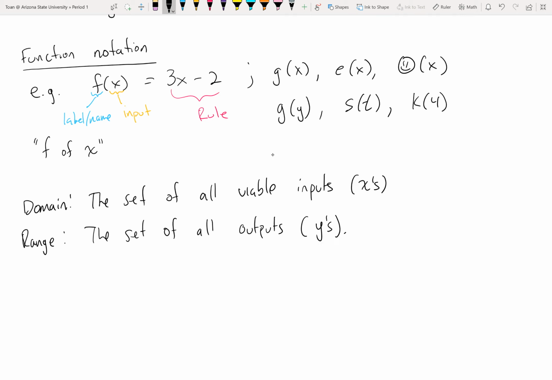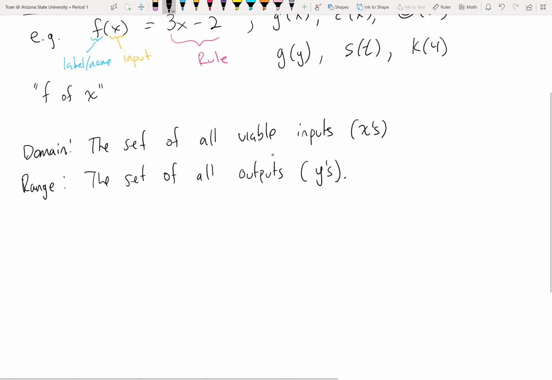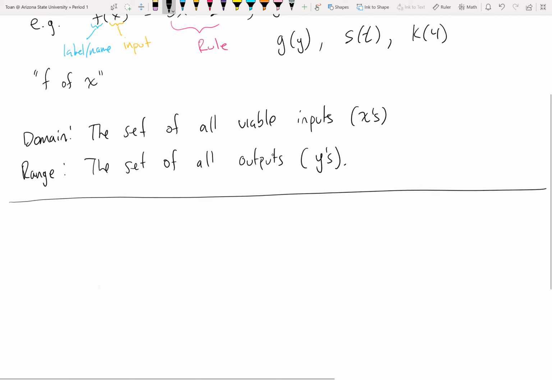And again, if you have a word problem, your output might be whatever. It might be C for cost. It might be V for volume. But in general, the outputs are usually your y values. Now, function notation is sort of a command. It tells you to do stuff. It tells you to evaluate.